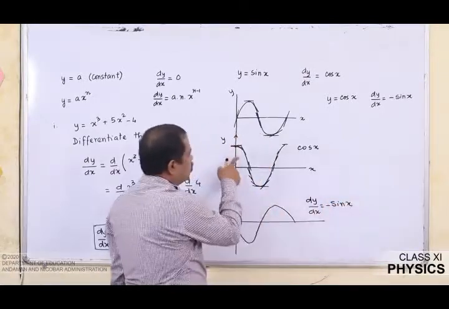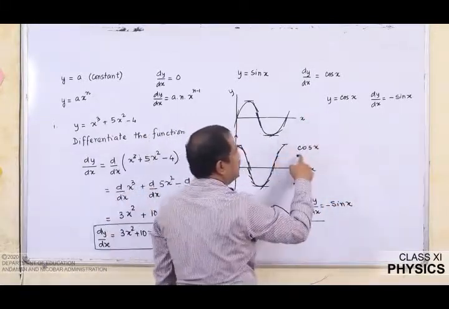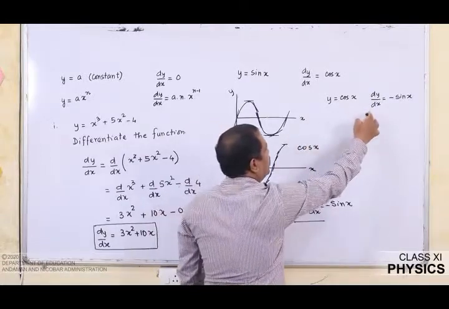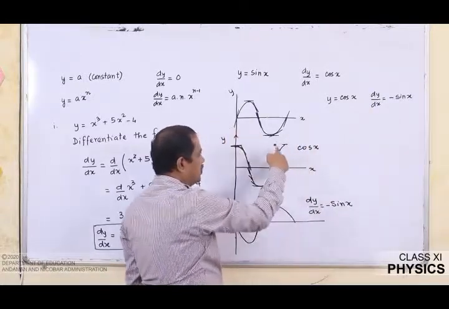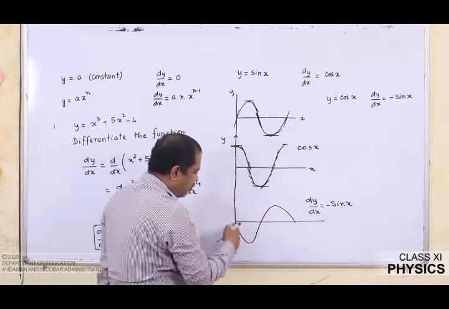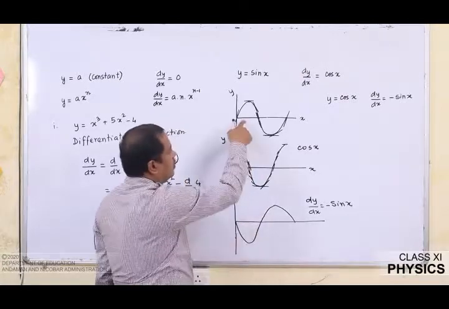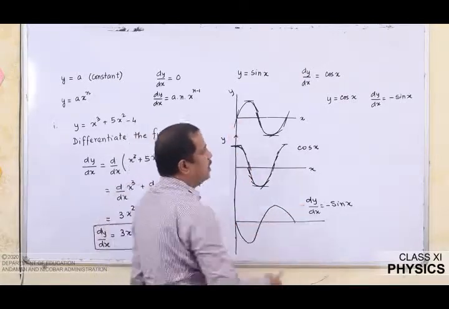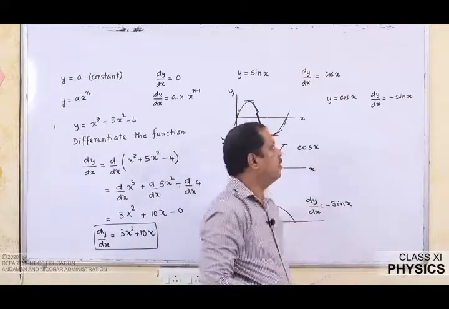So, therefore, the slope of cos x, y is equal to cos x I have. So, I am trying to find dy by dx, that is I am trying to find the slope of this curve. So, slope of this curve at every point I am getting this curve, and this is nothing but negative of this curve. So, therefore, minus sin x, right.